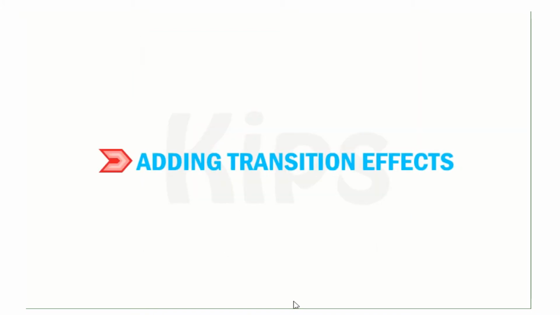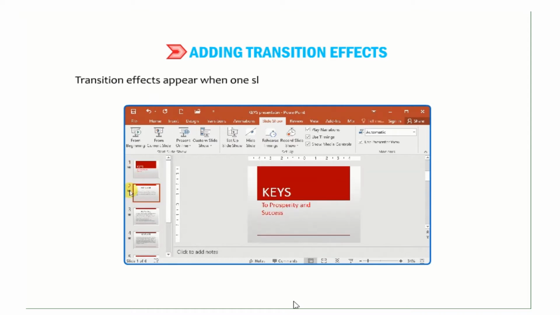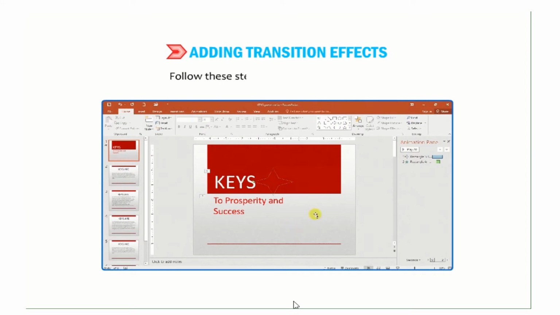Alright, now let us learn about Added Transition Effect. Transition effects appear when one slide changes to other during slideshow view. You can apply transition effects to a single slide as well as to all the slides. Follow these steps to add transition effects.